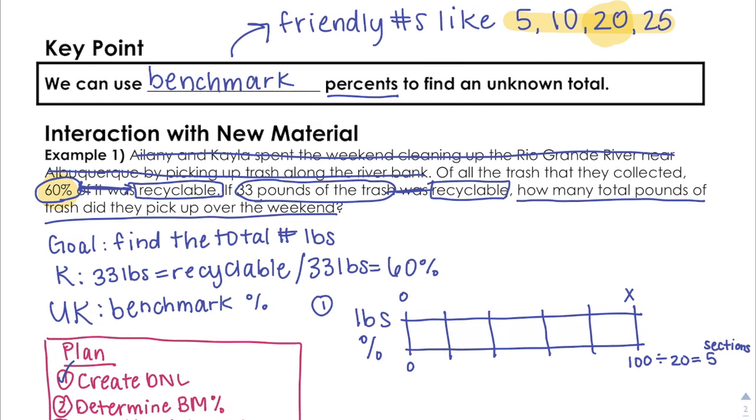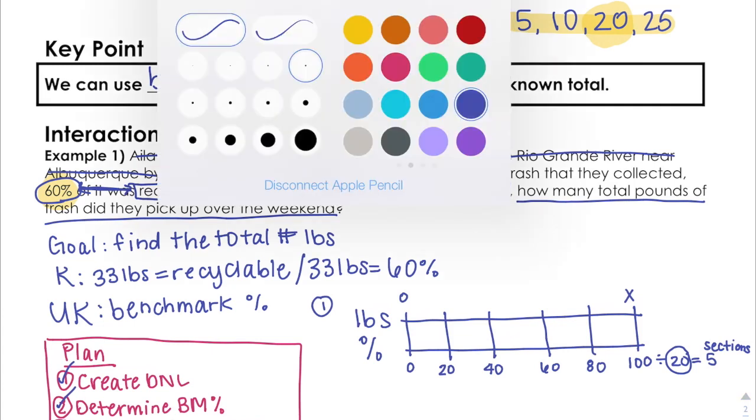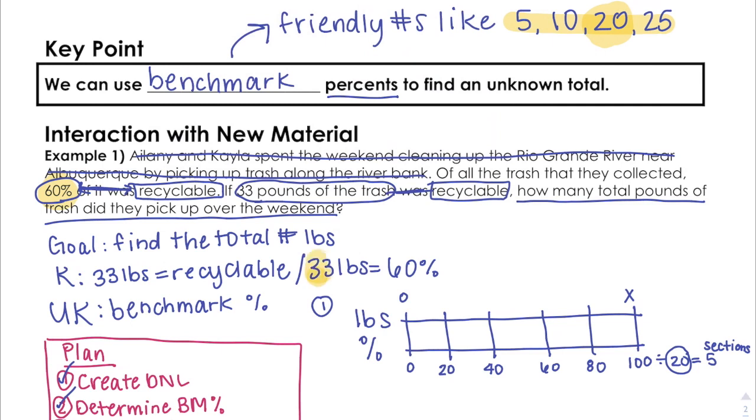All right, so we found our benchmark percent. We said it's 20%. So let's go ahead and label our number line. Remember, this is what we're counting by, 20%. So we've got 20, 40, 60, 80, and then 100. We know, because of the information that was provided to us, that 33 and 60% should be going together. So if I go to 60%, then I'm going to go up and match it with 33.